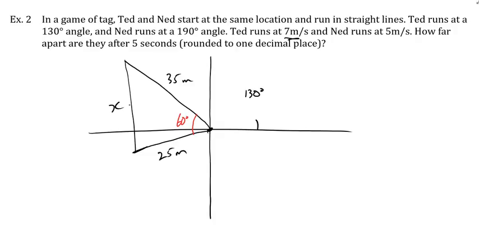If you haven't found it yet, go ahead and try. We're going to use this: c squared equals a squared plus b squared minus 2ab cos C. Okay, go ahead. Finish that off.